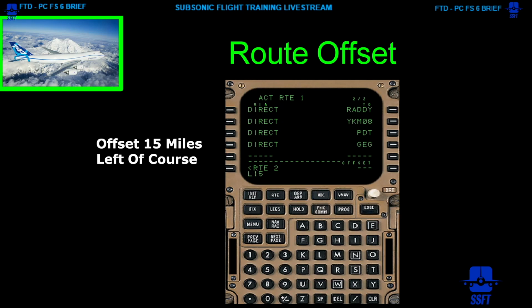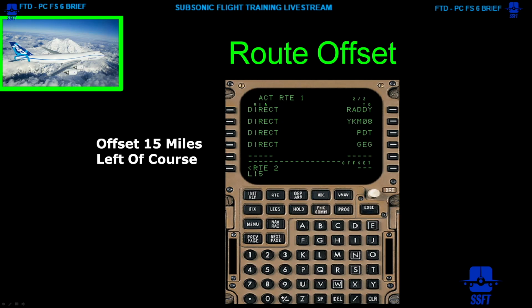And then you could use your cross-track error on the progress page 2 to do that. But if you try to offset on a SID or a STAR, you can't because the offset is not there. But once you're past that waypoint that defines the SID transition, then the offset will appear. That's when it pops up. Once you pass the waypoint, it'll pop up. So normally this is reserved for non-SIDs or STARs.